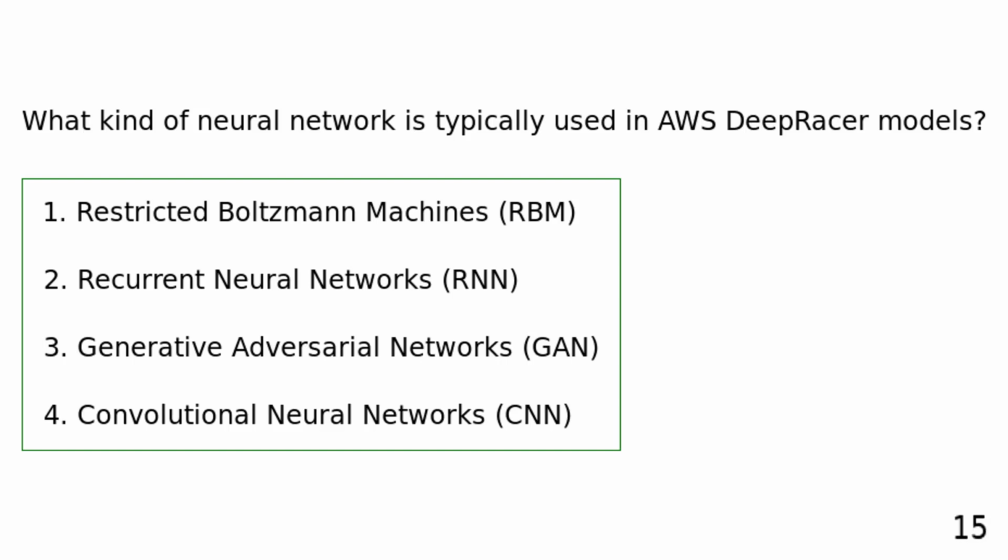What kind of neural network is typically used in AWS DeepRacer models? Restricted Boltzmann machines. Recurrent neural networks. Generative adversarial networks. Convolutional neural networks.